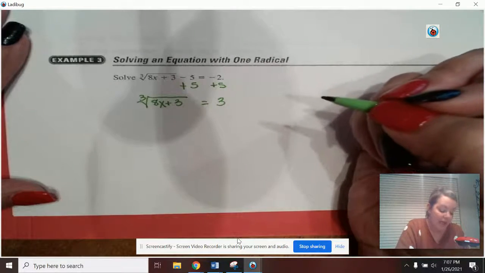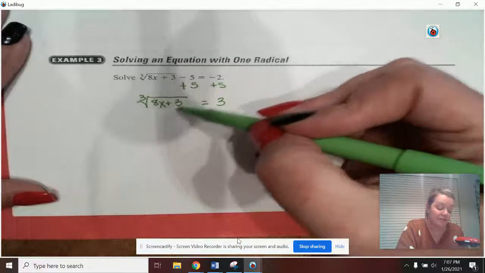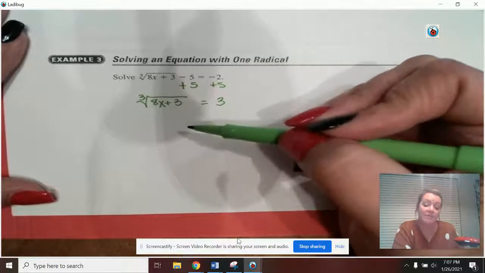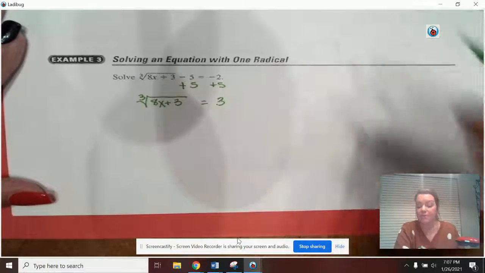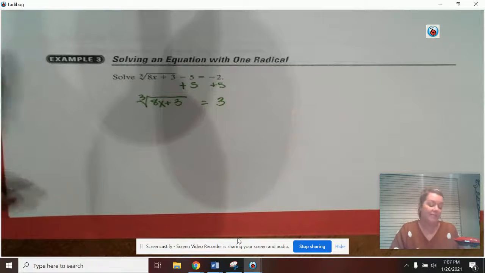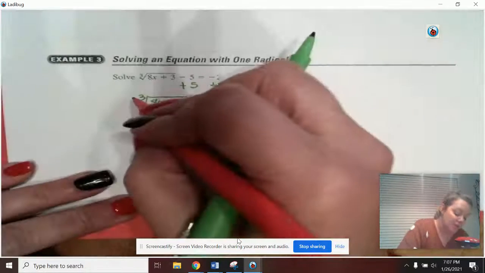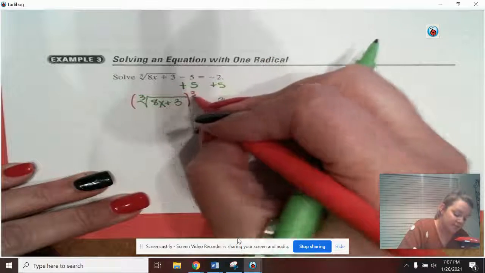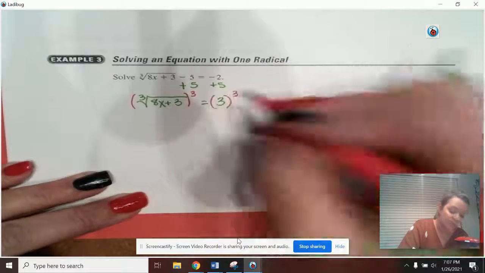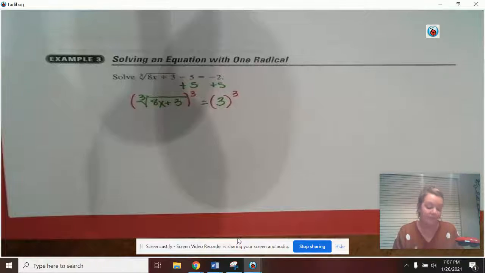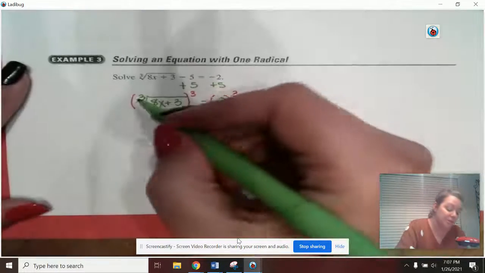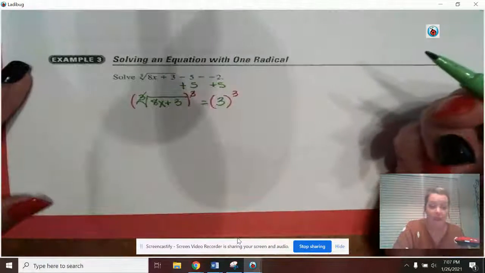Okay, so now we have to get the stuff that's underneath the radical to come outside the radical, so we're going to use inverse operations to do that. And the opposite of being the cube root of something is to cube it. So I'm going to take both sides of this and I'm going to cube it. What we do to one side, we've got to do to the other. Now, the cube root and the cubed cancel each other out.